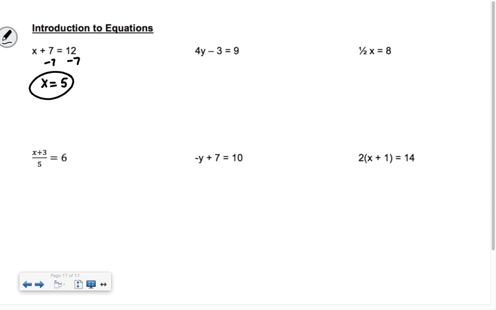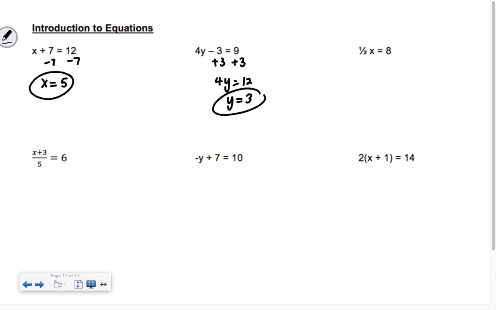So when you say a number times y minus 3 equals 9, then that means that the number times y equals 12, right? So we're going to add the 3 to both sides. So we say 4y equals 12. So that means y is equal to 3. Okay.